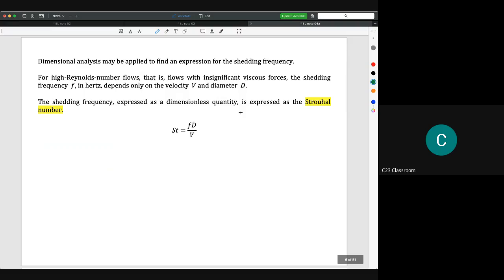So and then the dimensional analysis may be applied to find an expression for the shedding frequency. For high Reynolds number flows, that is flows with insignificant viscous force, the shedding frequency f in Hertz depends only on the velocity and the diameter. The shedding frequency expressed as a dimensionless quantity is expressed as the Strouhal number.